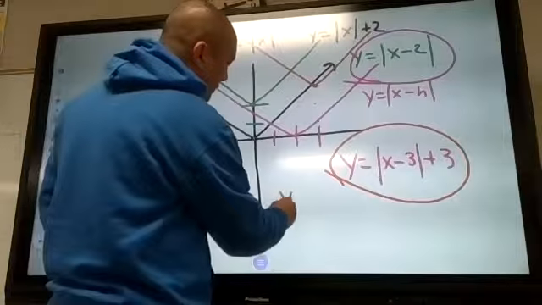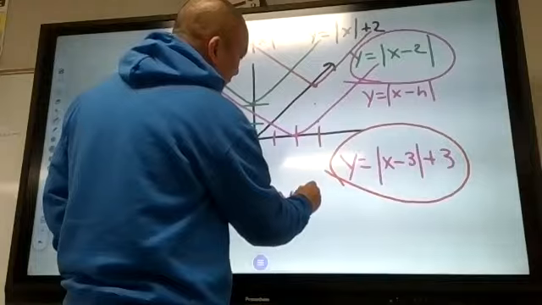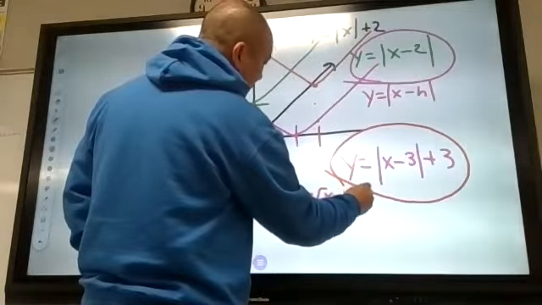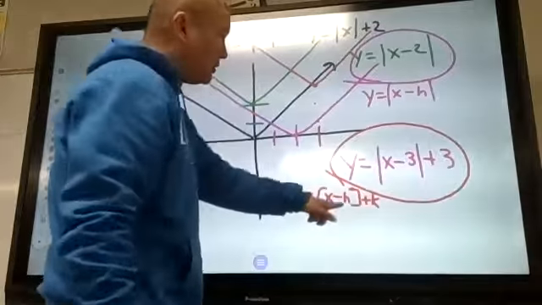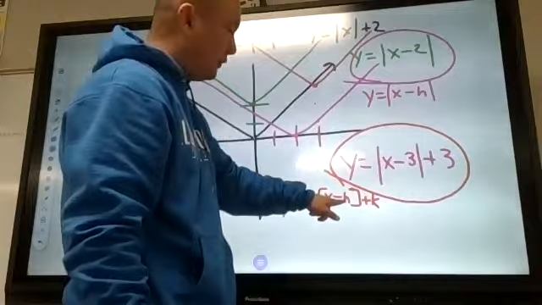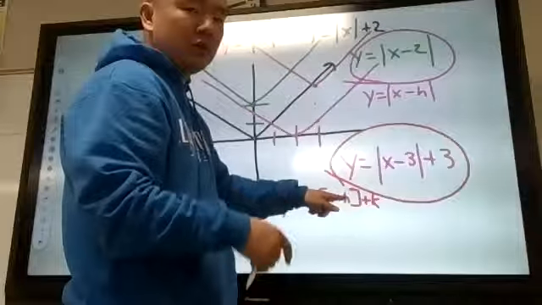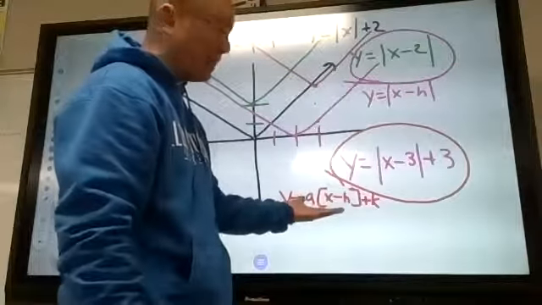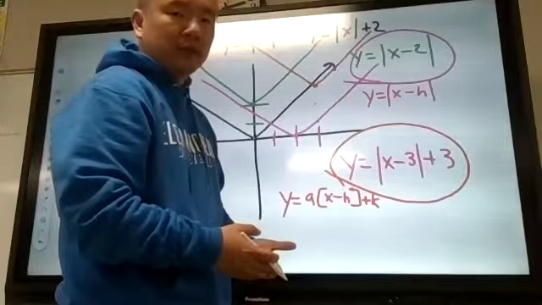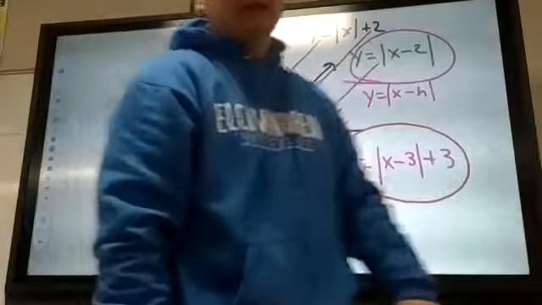The formula is y is equal to a times the absolute value of x minus h, plus k. The h, if it stays negative inside, or minus inside, the h is positive. All right, the h is the number of times you shift left or right. It's along the x-axis. The k is the number of times you go up or down. Okay? Hopefully that gets everything in.